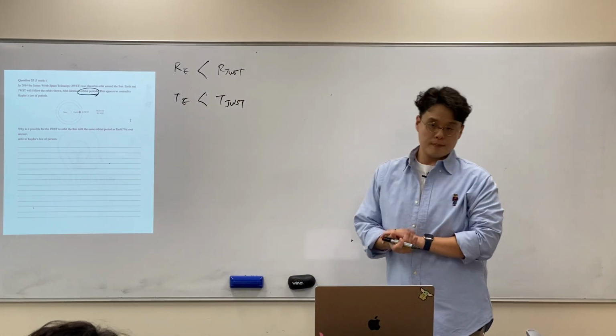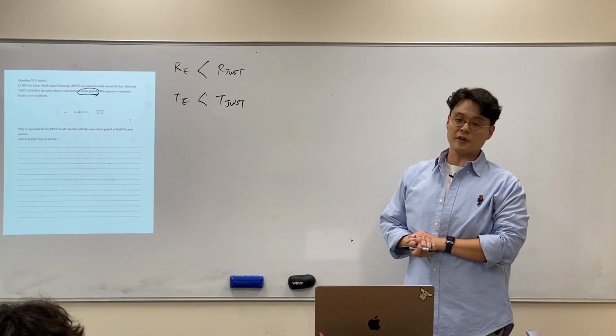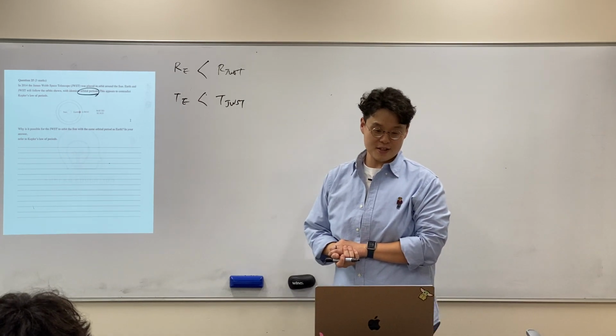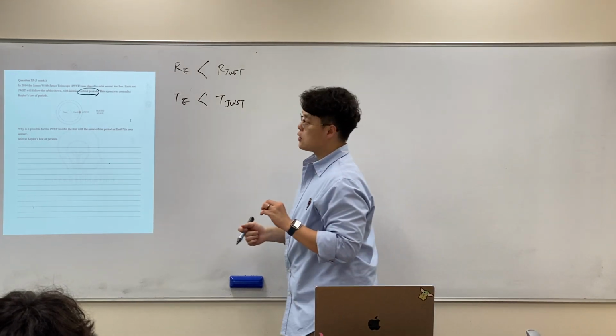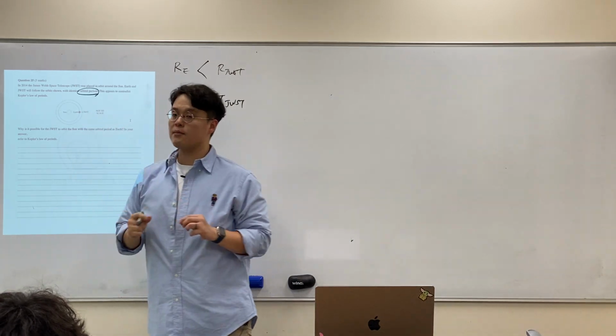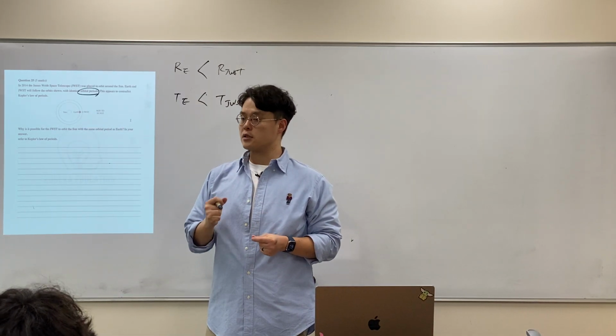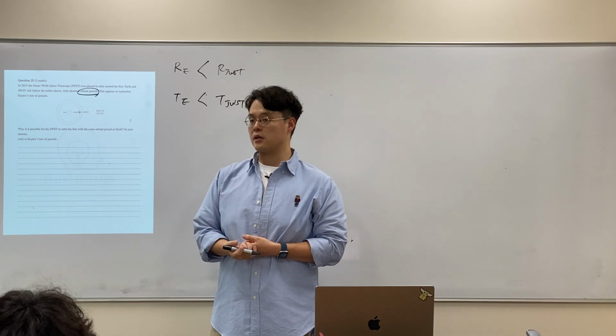Any idea, Edward? Mention, any ideas? Why do you think the JWST has the same orbital period as the Earth, which is approximately 365 days?